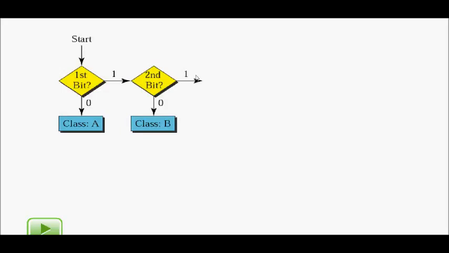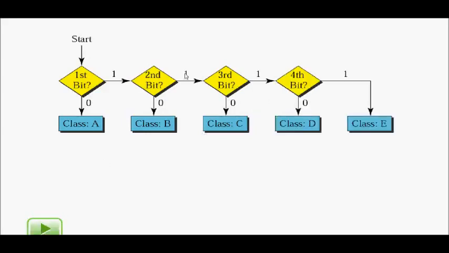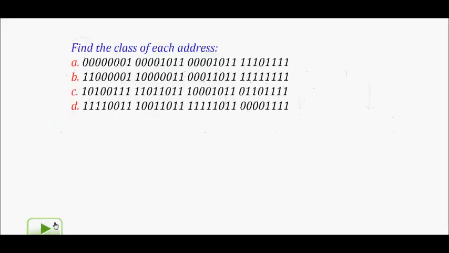Let's check the second bit. If it is 0, then it is class B. If it is 1, we cannot say right now what it is. Now again, if the third bit is 0, so it means 1 1 0, then it is class C. But if it is 1, we proceed further. So 1 1 1 and the fourth bit is 0, then it is class D. But if it is 1, then we have 1 1 1 1, which is class E. So this is the simple algorithm.